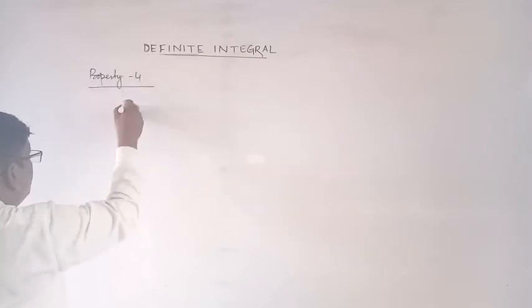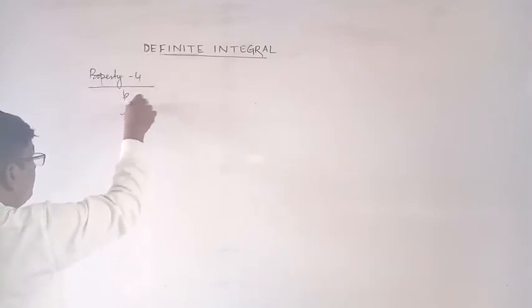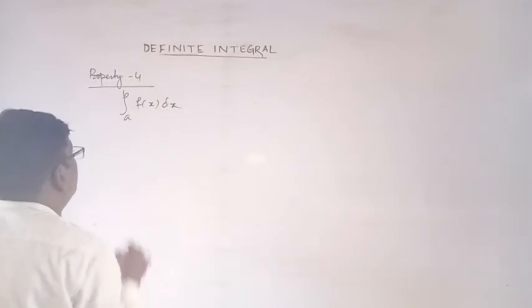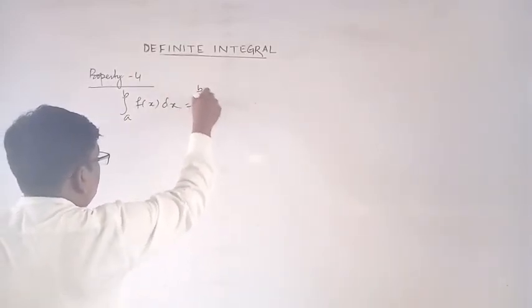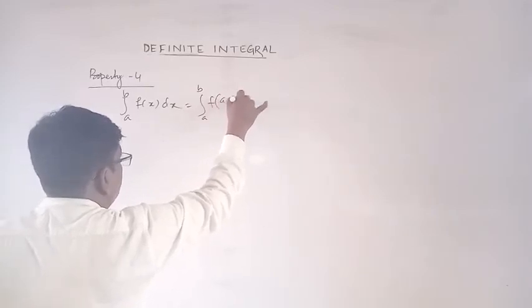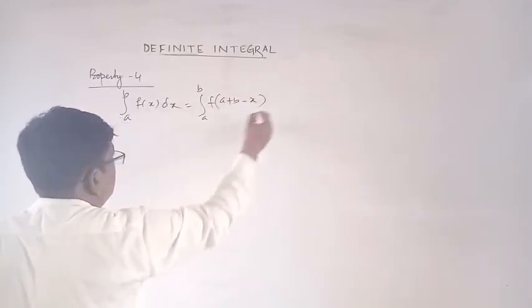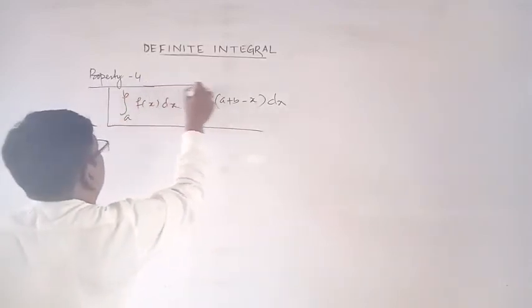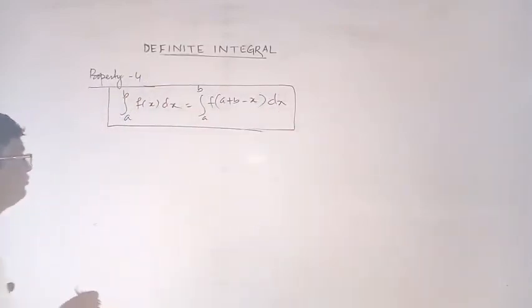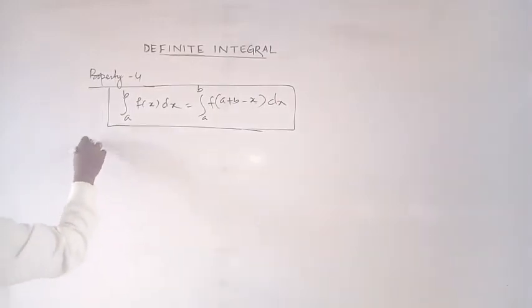Property 4: integration from a to b of f of x dx is equal to integration from a to b of f of a plus b minus x dx. This is property number 4. Now, proof of property number 4.